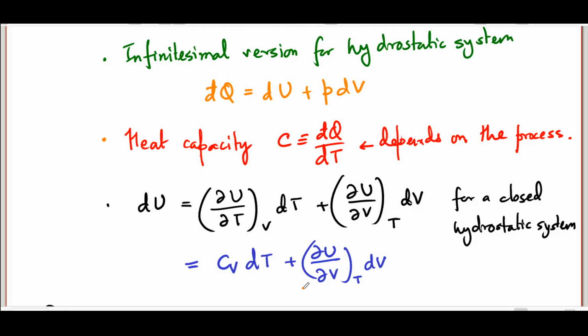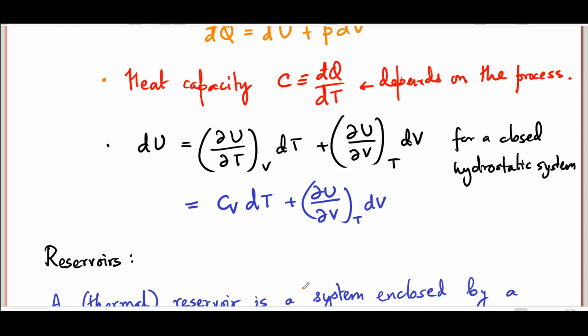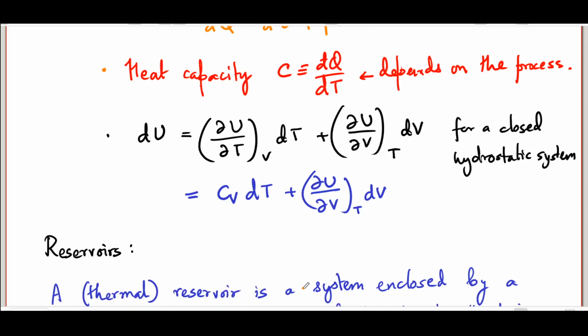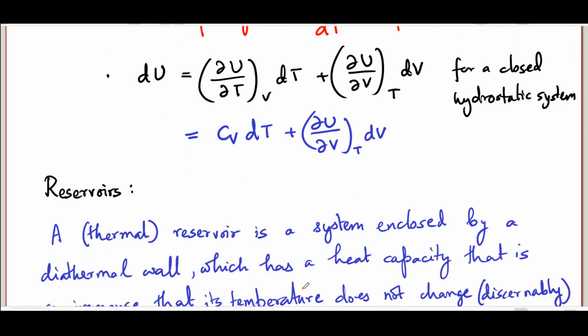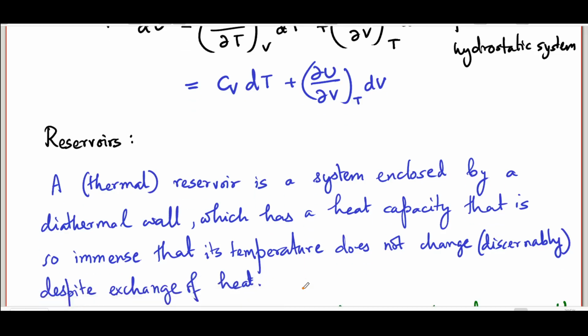Now, the first new concept that we introduce in this lecture is one of reservoirs. So what exactly is a reservoir? A reservoir actually is an idealized system that we often use when we describe the interactions of a system with its surroundings. A reservoir, or more precisely a thermal reservoir, is a system enclosed by a diathermal wall so that it can be put in thermal contact with other systems, and such a system has a huge heat capacity.